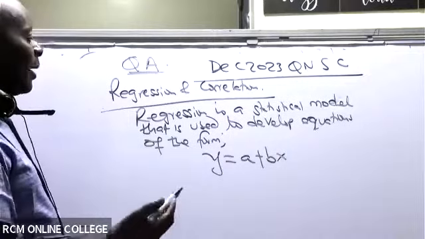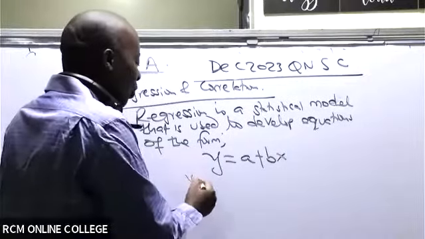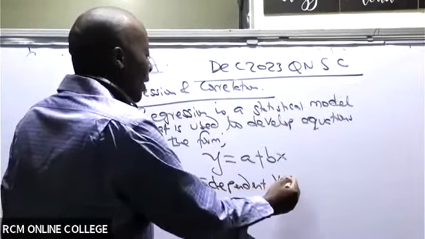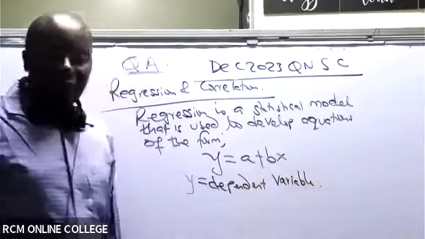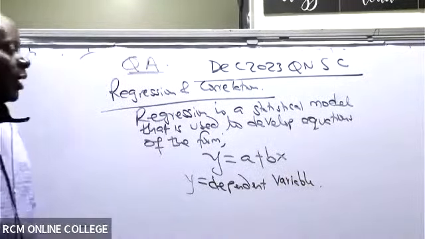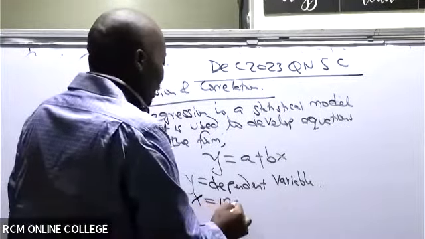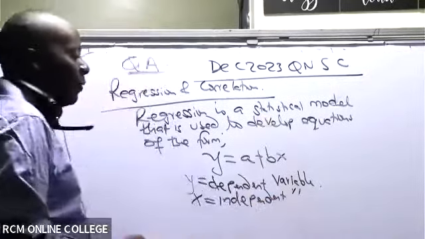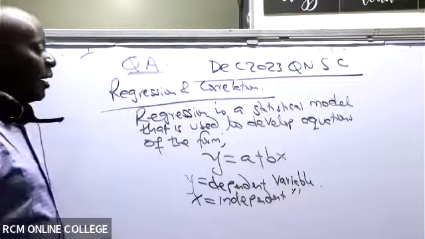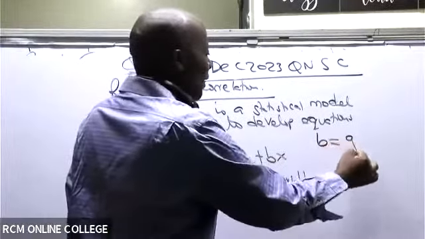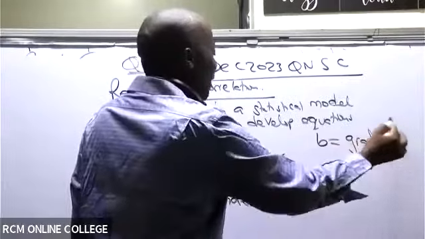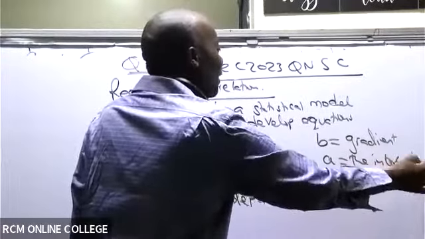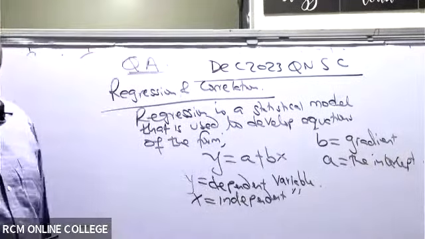Remember that this y is what we call the dependent variable. Then we have x. X is what we call the independent variable. Then we have b. B is the gradient. And a is the intercept, the y-intercept, or just the intercept.